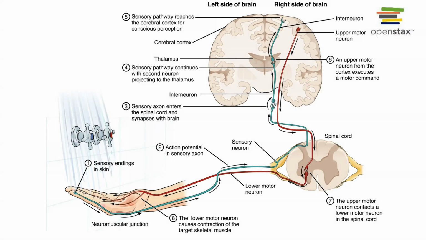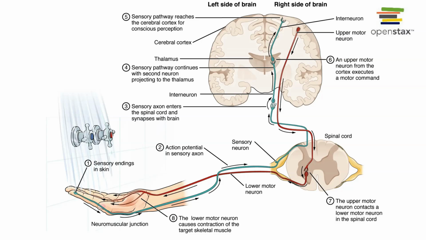Now let's move on to the classification of neurons, both by their function and structure. Neurons can be grouped based on the direction in which they carry information. Sensory neurons, also called afferent neurons, carry information from sensory receptors toward the central nervous system. These neurons allow us to detect stimuli from the external and internal environment. Interneurons, also known as association neurons, are found only within the central nervous system.